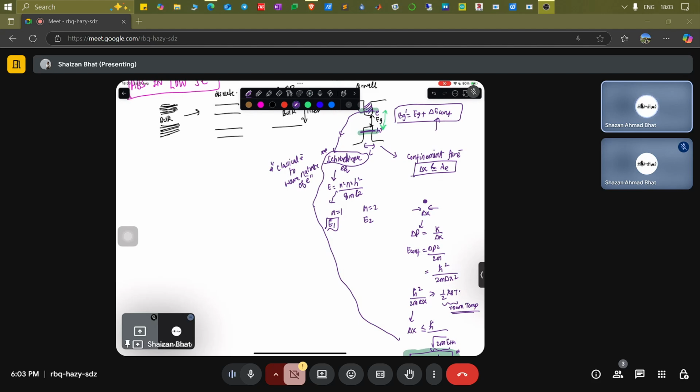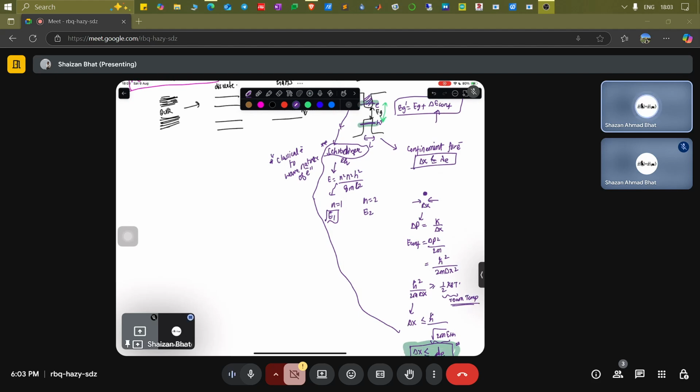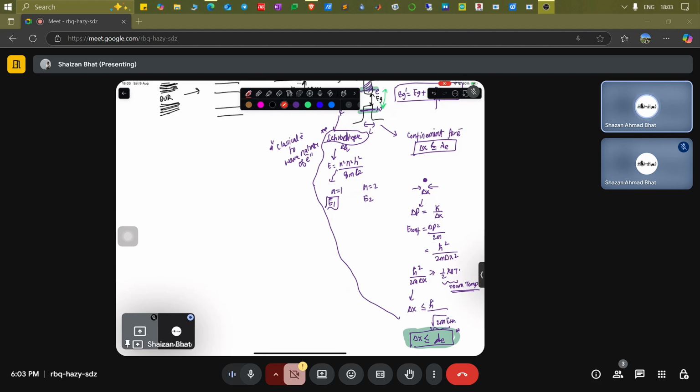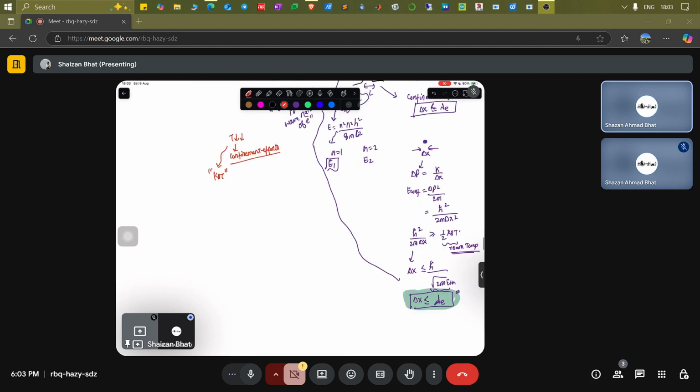Okay, so what happens? That's why, let's say for example, if you drop the temperature, you see more confinement effects. Because now you are dropping the thermal energy, you're dropping k_B T. And accordingly, you are going to see the confinement effect stronger and stronger.